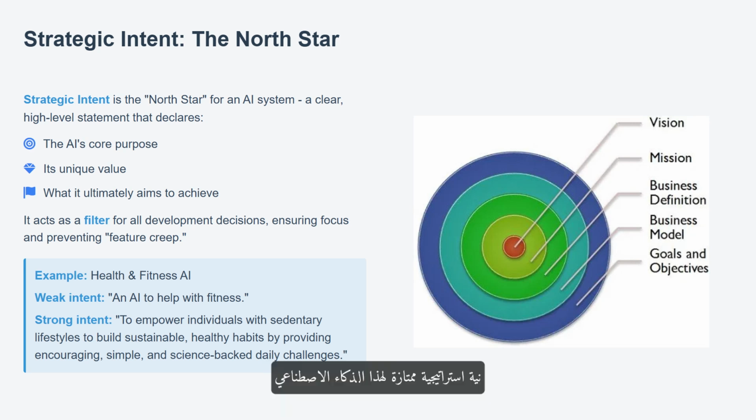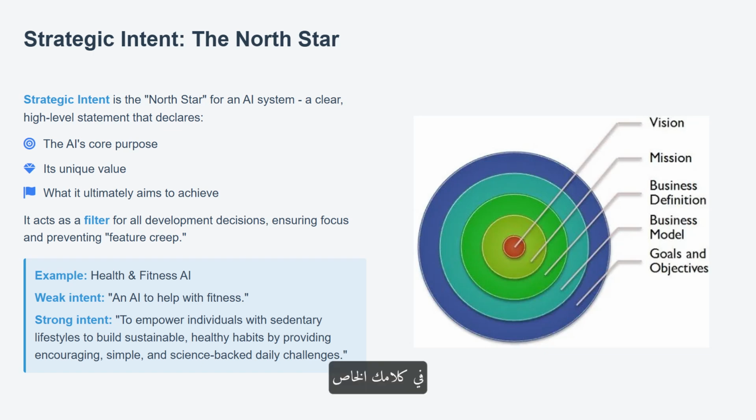An excellent strategic intent for this AI could be to foster a lifelong love of reading in early learners, ages 5 to 7, by transforming story time into an interactive adventure where the child becomes the hero of the narrative. This statement clearly defines the audience, the unique method, and the aspirational goal. Excellent. To conclude this lesson, let's move to a brief assessment.